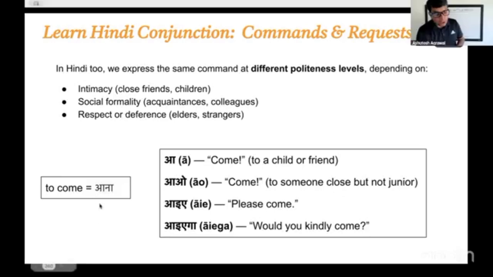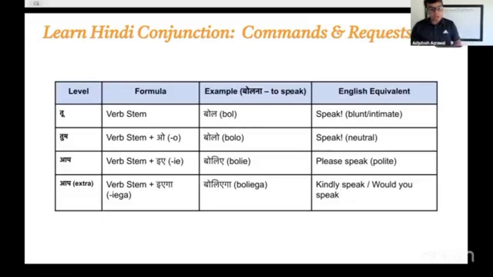Now we learn about how we will derive all these four from aana, right? That way you can replicate it for almost all the verbs that we have. Let's look into it, and I'll take questions after that from anyone. So how does it work? Let's say another example, the verb bolna, speak. What you do is you take the base stem of the word. What is the base stem of bolna? Bol. That's the base stem, because you remove the na and you're left with just bol.